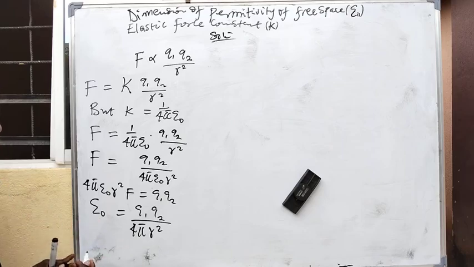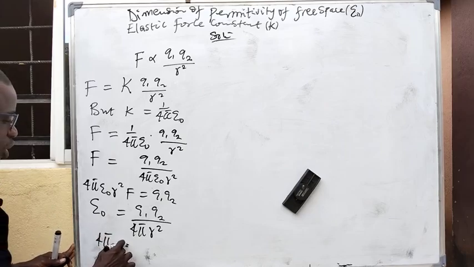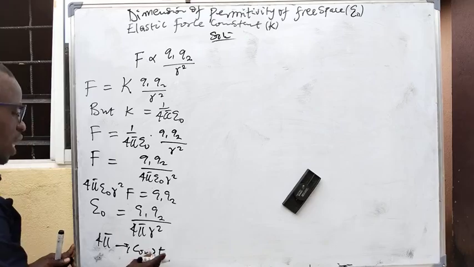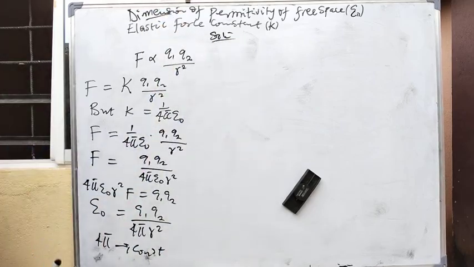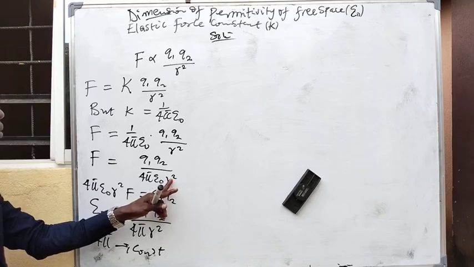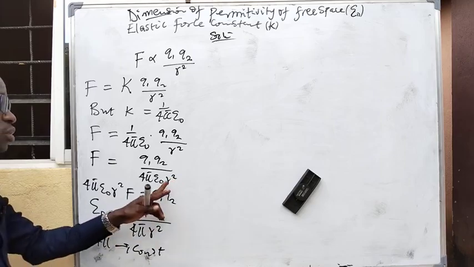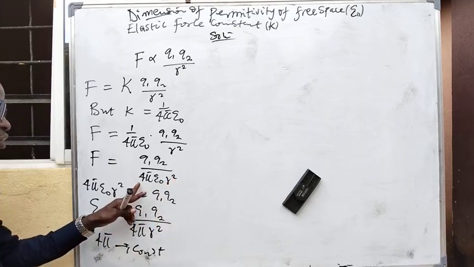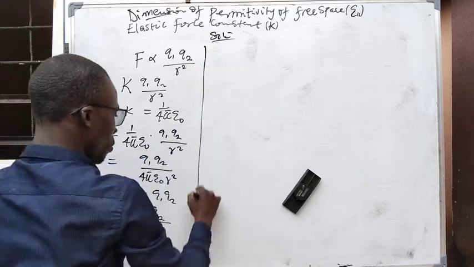Having gotten this, we now note that 4 pi are constants. So in solving dimension, we don't use constants to work on, except if it is on a power. Like this 2 square, please don't say I don't use constant, you remove 2. 2 here is not a constant, 2 here is a power. But the coefficient of epsilon naught here is 4 pi. Pi is a constant, 4 is also a constant. So we don't need it anymore.